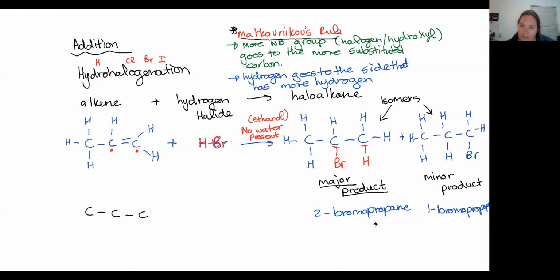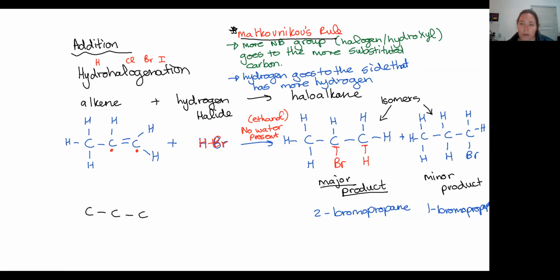So what the exam question will usually ask is, here's the reaction, write down the reaction to produce the major product or the minor product. Obviously they're going to focus much more on the major product than on the minor product. It isn't a case that the minor product doesn't exist.